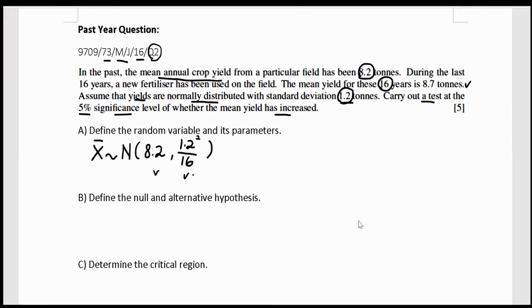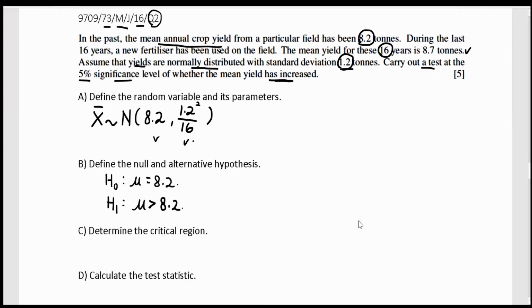So second, define the null and alternative hypotheses. The main point of this is, in the past, the mean, the parameter, has been 8.2 tons, the yield. But after the use of the new fertilizer, they want to see whether the mean yield has increased. So H1 will be greater than 8.2. That is what we want to figure out, whether the mean yield has increased.